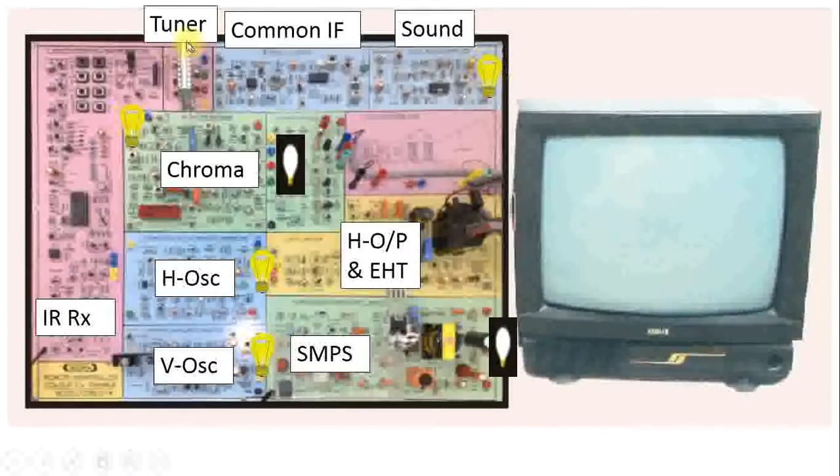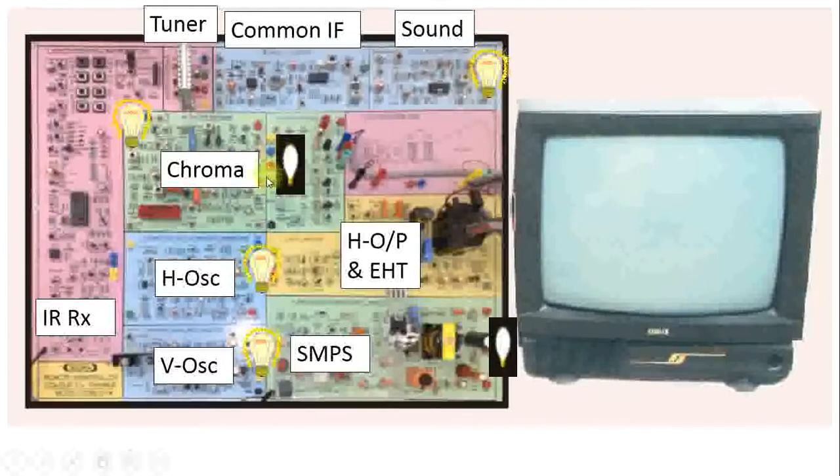This is the first section, that is a tuner section, and from this tuner section the channel is selected, given to the common IF amplifier and video detector section, which is indicated by this sky blue color. Output of this goes to three different sections. One goes to sound section, so this is the sound section where the FM demodulation takes place and given to the loudspeaker. Then from the same section one signal goes to this chroma section. This chroma section is going to process the video information.